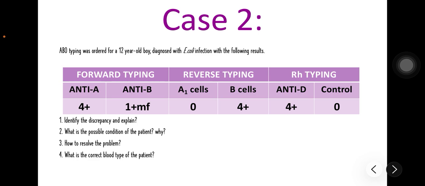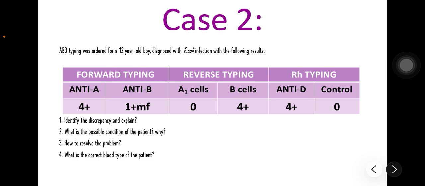So what's the discrepancy? In forward typing, it shows strong anti-A, but it has a weak mixed field anti-B reaction. The reverse typing clearly shows that he, the 12-year-old boy, is a group A individual. So the problem here is the unexpected weak reaction with your anti-B in the forward typing. So what's the clue? The patient here is a 12-year-old boy with E. coli infection. Again, from our discussion earlier, there are certain bacterial infections, especially gram-negative bacteria like E. coli, can cause the acquired B phenomenon or the acquired B antigen.